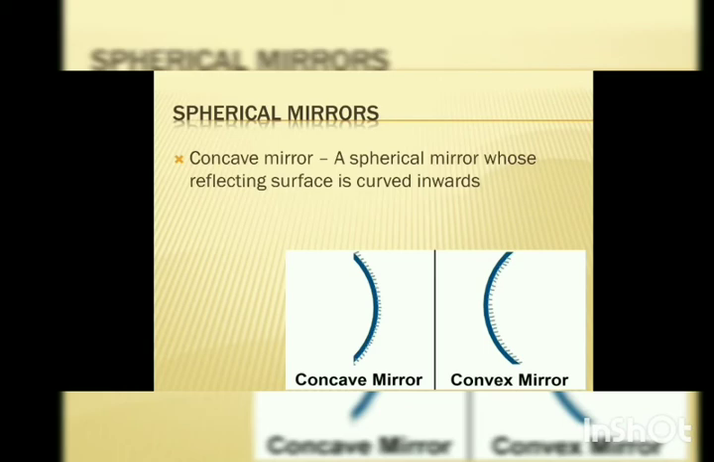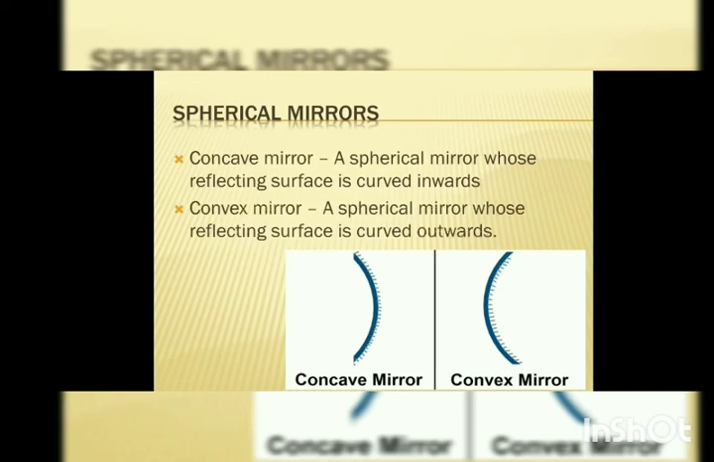So what do you mean by a concave mirror? A spherical mirror whose reflecting surface is curved inwards. Here you can see this blue shaded part. This blue shaded part is the reflecting surface of the mirror, and that reflecting surface is curved inwards. Such a spherical mirror is known as a concave mirror. And one more type is there, that is the convex mirror. A convex mirror is a spherical mirror whose reflecting surface is curved outwards.